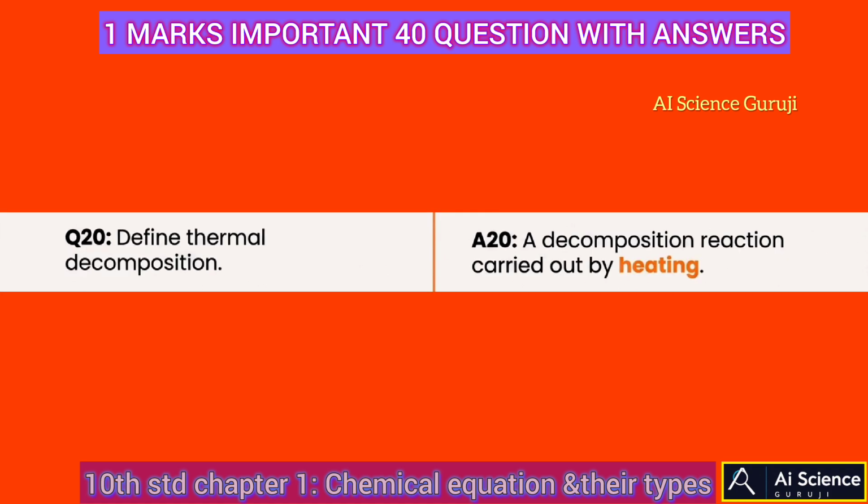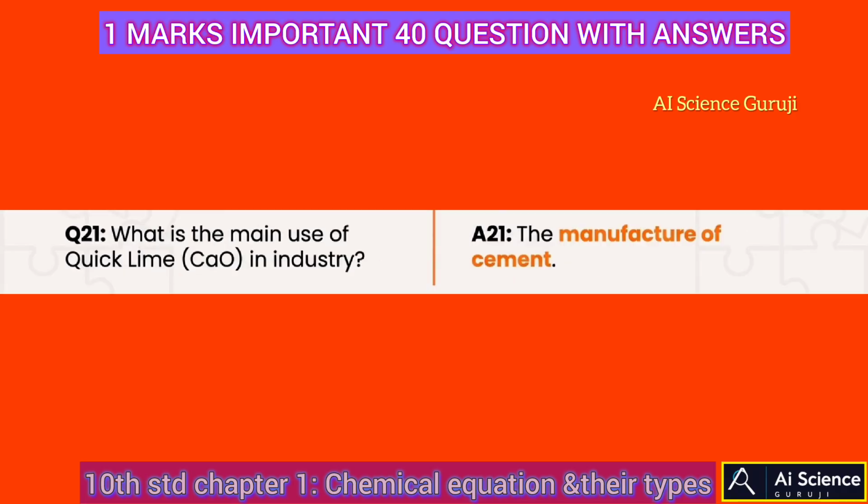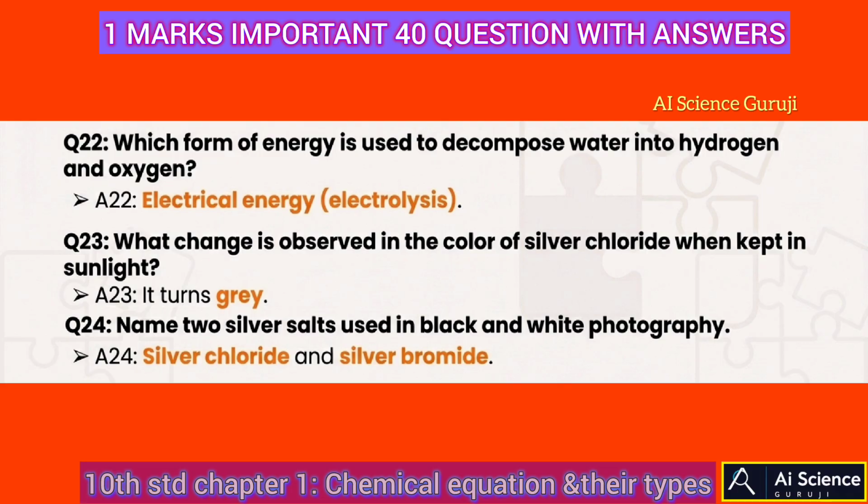Answer. A decomposition reaction carried out by heating. 21. What is the main use of quicklime, CaO, in industry? Answer. The manufacture of cement. 22. Which form of energy is used to decompose water into hydrogen and oxygen? Answer. Electrical energy, electrolysis.